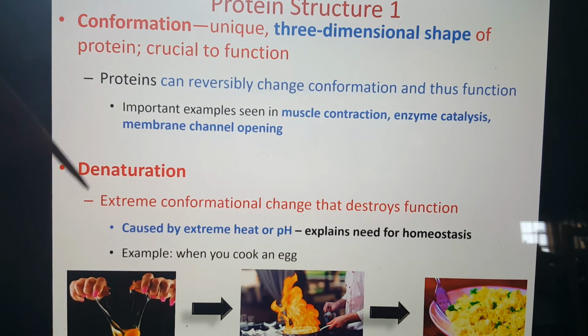Now, an extreme change is called denaturation, and that's where it's going to destroy the function of that protein. This is caused by either extreme heat or pH. This is why you have to maintain your body's correct temperature as well as your body's pH, because it can affect your proteins. If they don't work, your body doesn't work. For example, when you cook an egg, you add heat, you get wonderful scrambled eggs. We're taking all of these proteins and linking them together, even if you're doing egg whites, creating that linkage and totally changing the shape of the protein.